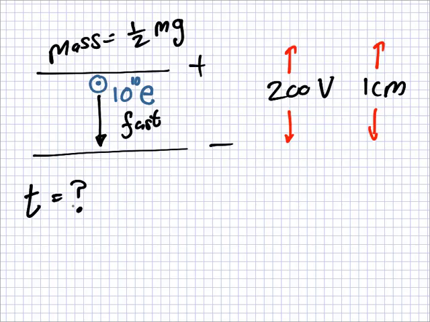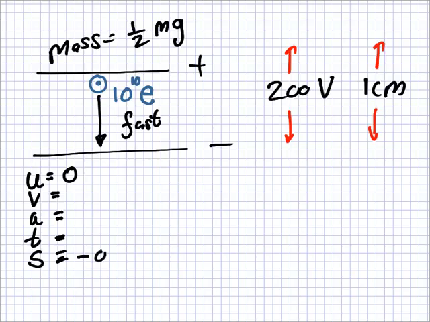We'll do it together. So what type of problem is this? It's a UVATS problem. The U, we know: it is 0. The V, we don't know. The A, we could know. The T is what we want, and the S we do know. The S is minus 0.01. How can I get the A, since you said we could know it? Oh, because it's going down. I'm just taking down as negative.